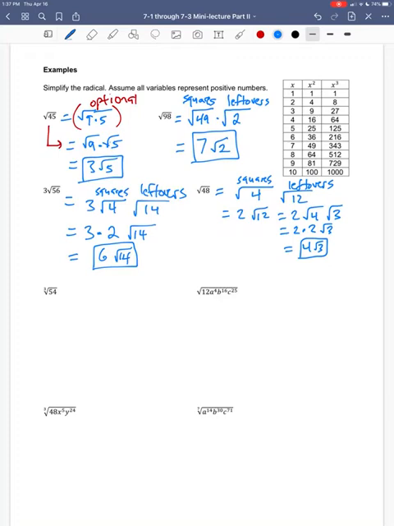Now I could have gotten there faster if I would have recognized at the beginning that 16 goes into 48. So I could have just said the square root of 16 times the square root of 3. The square root of 16 is 4, so again I get 4 times the square root of 3.